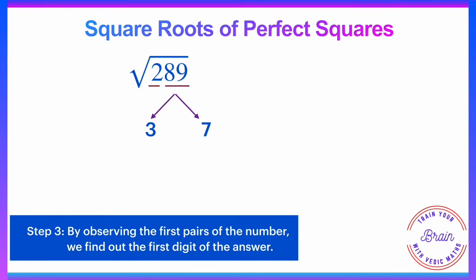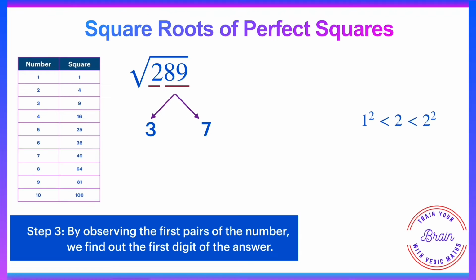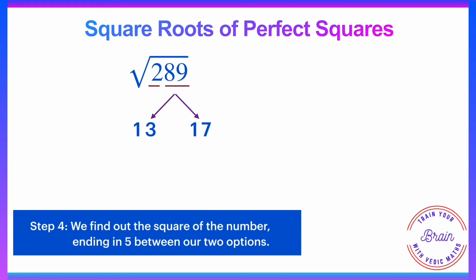In this example, 2 is the first digit of square. 2 lies between the square of 1 and square of 2. So the tens place digit of our square root will be 1. We always go for the smaller digit. Now we have two options for the answer, 13 or 17.